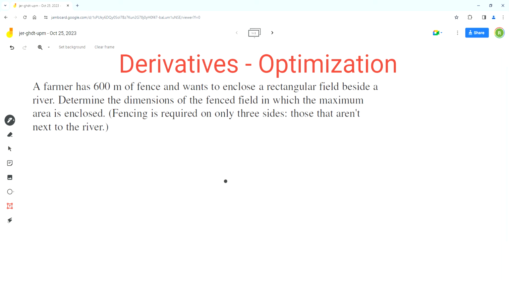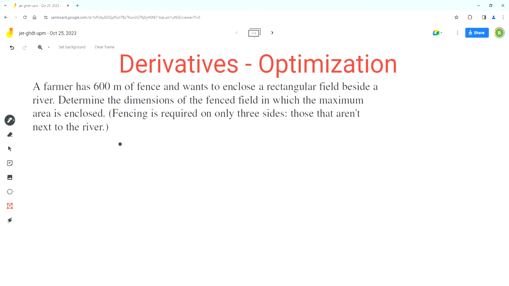So in this video, we'll solve this word problem using derivatives. As per the problem, a farmer has 600 meters of fence and wants to enclose a rectangular field beside a river. Determine the dimensions of the fenced field in which the maximum area is enclosed. And as per the problem, fencing is required only on three sides, those that aren't next to the river.